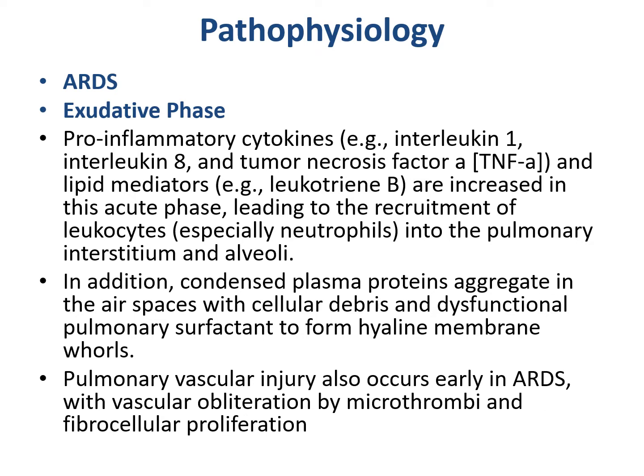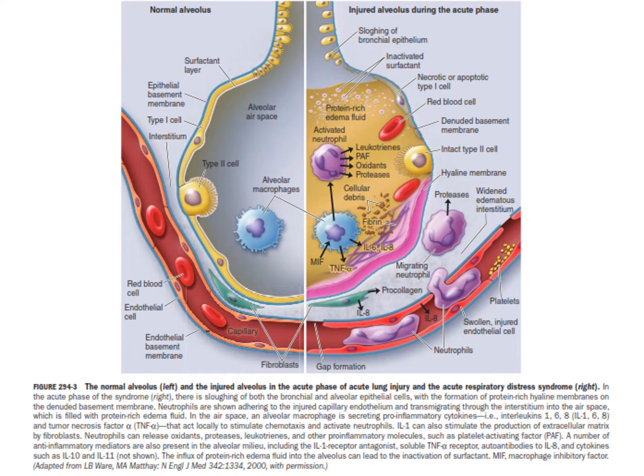In addition, condensed plasma proteins aggregate in the air spaces with cellular debris and dysfunctional pulmonary surfactant to form hyaline membrane walls. Pulmonary vascular injury also occurs early in RDS with vascular obliteration by microthrombi and fibrocellular proliferation. Here you see the normal alveolus and the injured alveolus in the acute phase of acute lung injury and the acute respiratory distress syndrome.